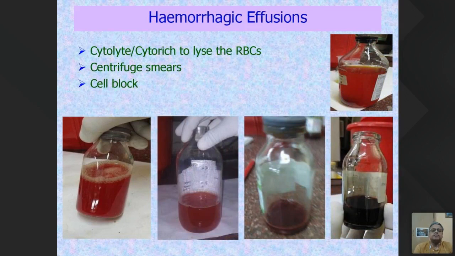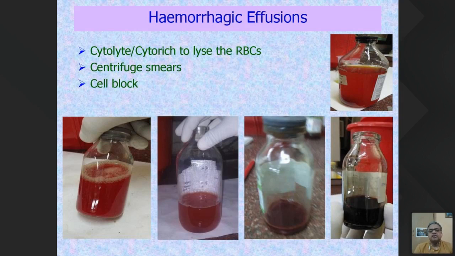For all practical purposes, you should think of only two things if it is a pleural fluid which is hemorrhagic, that is tuberculosis or malignancy. If it is a pericardial fluid, almost 99% of pericardial effusions are going to turn out to be hemorrhagic. Ascitic fluids, on the other hand, are rarely hemorrhagic.